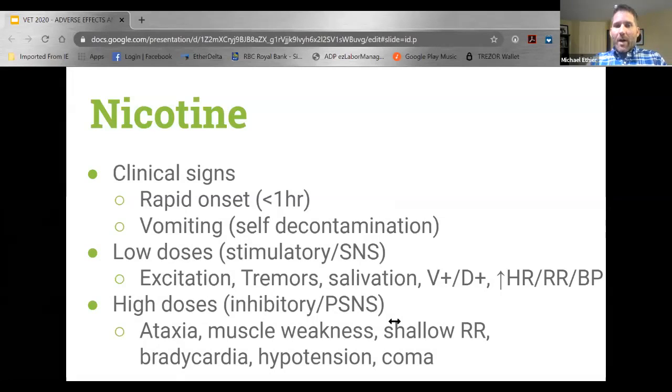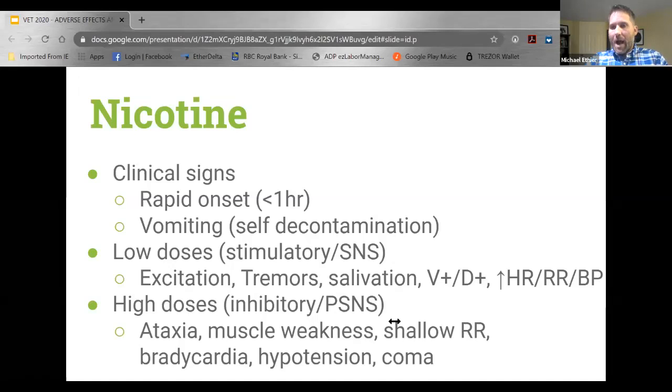So again, rapid onset, we're talking less than 1 hour. The good news is nicotine will trigger central emetic centers in the vast majority of patients, and therefore there's going to be profuse vomiting. So they're going to self-decontaminate, and rarely are you going to have an opportunity in the clinical setting to induce emesis yourself because of how quick the onset of signs will be. At lower doses, we get more of a stimulatory effect from nicotine, so that's your sympathetic nervous system. You're going to have excitation, tremors, salivation, vomiting, diarrhea, increased heart rate, respiratory rate, and blood pressure. And that's quite readily treatable.